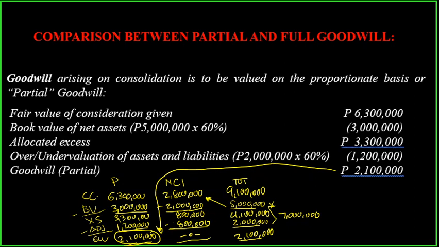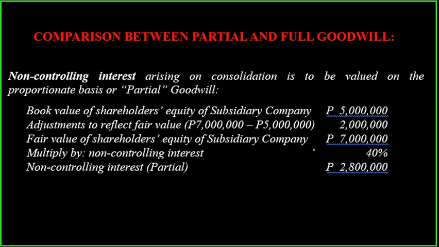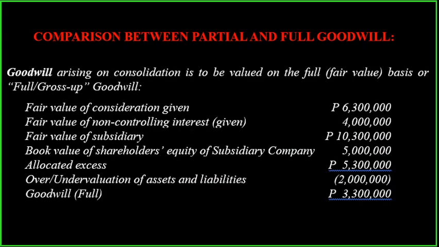Tingnan nga natin kung tama yung ginawa natin. Goodwill, under partial goodwill, it's 2,100,000. Okay? And your NCI should be 2,800,000. Ayun, 2,800,000. Okay, so that's under partial goodwill. Paano naman kapag full goodwill?